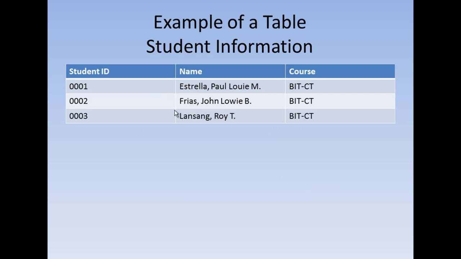Here is an example of a table. A table named student information. Student ID 001, 002, 003 is a column, while 001, Australia, Pului, M, BIT City is a row. So that is an example of a table called student information.